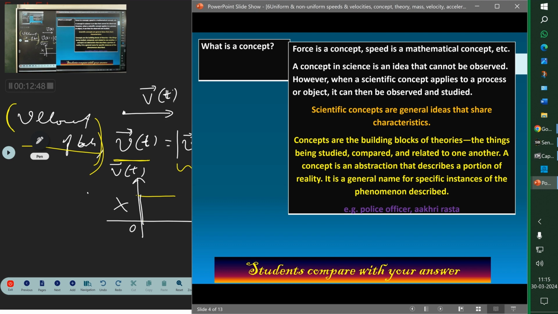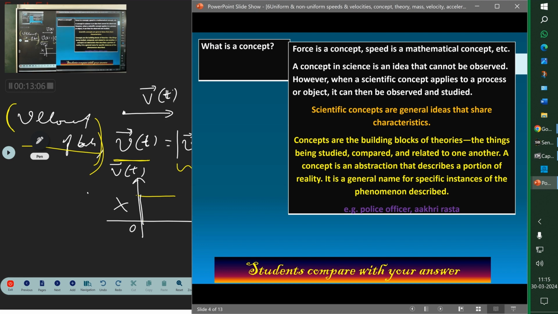What is a concept? Force is a concept, speed is a mathematical concept, etc. I started with an example. Why I started this answer with an example is because I want you to understand what a concept is. It is not that you don't know what a concept is. You know something about it.